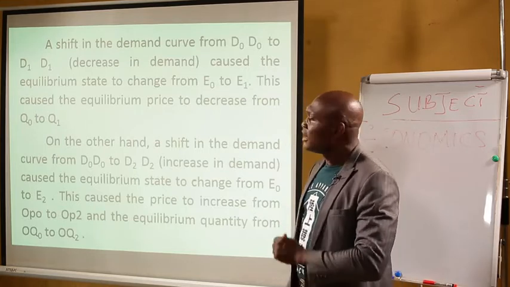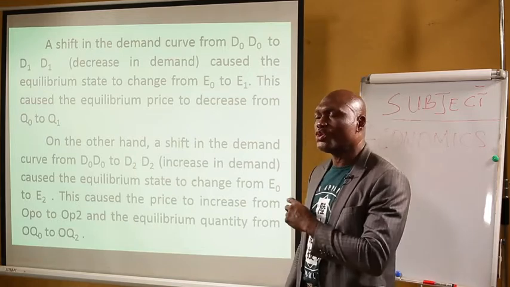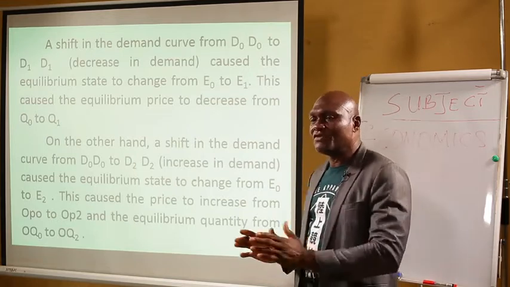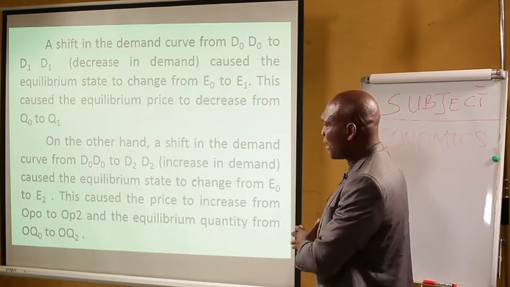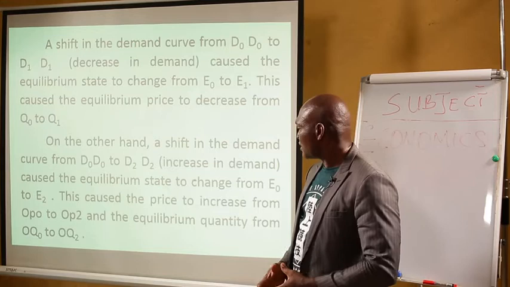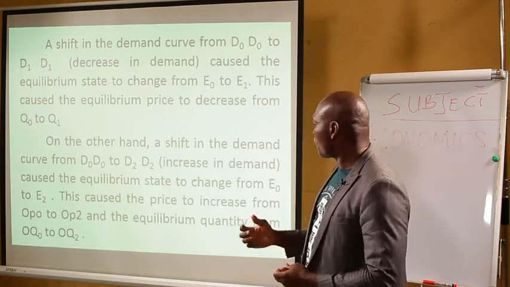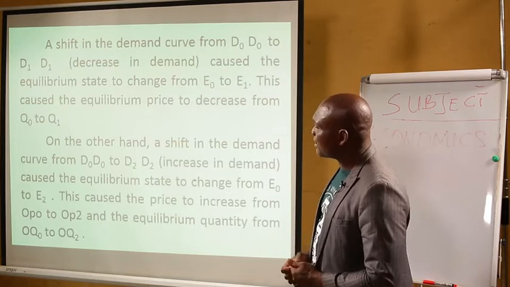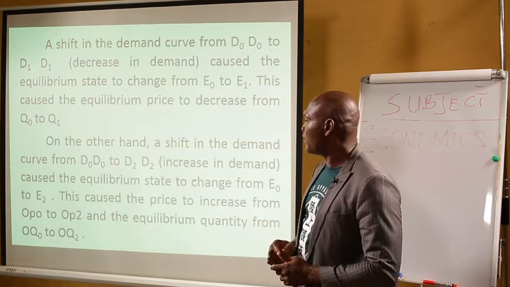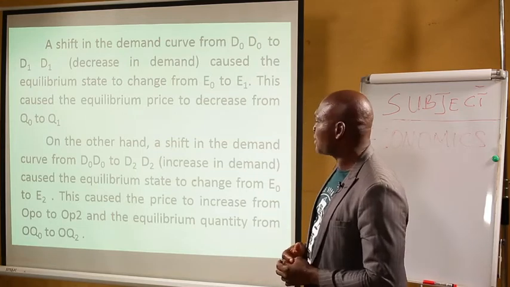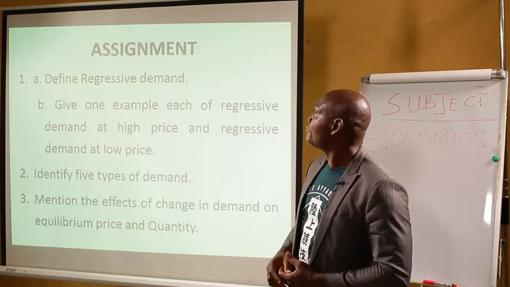On the other hand, a shift in the demand curve from D0 to D2, that is a shift of the demand curve to your right, signifying increase in demand, causes the equilibrium state to change from E0 to E2. This causes the equilibrium price to increase from 0P to 0P2, and the equilibrium quantity from 0Q0 to 0Q2.